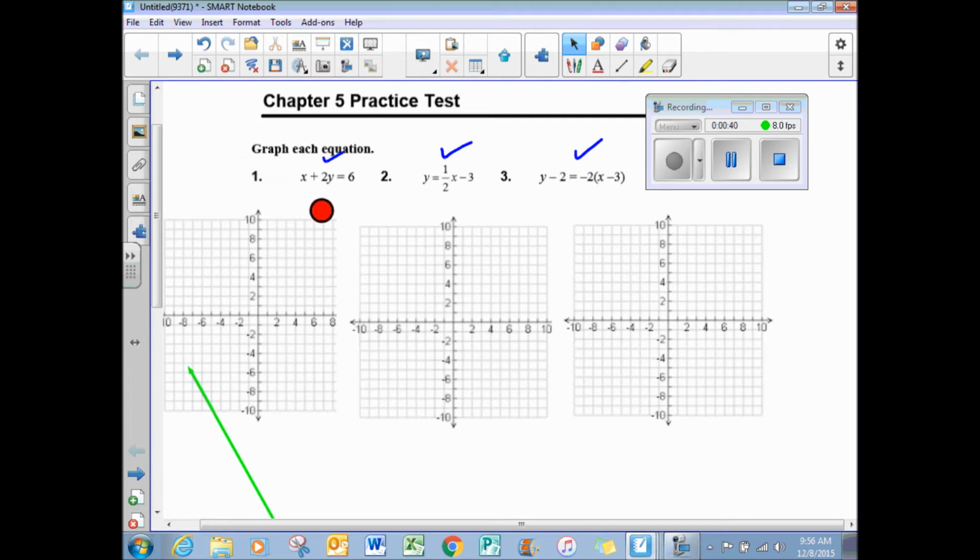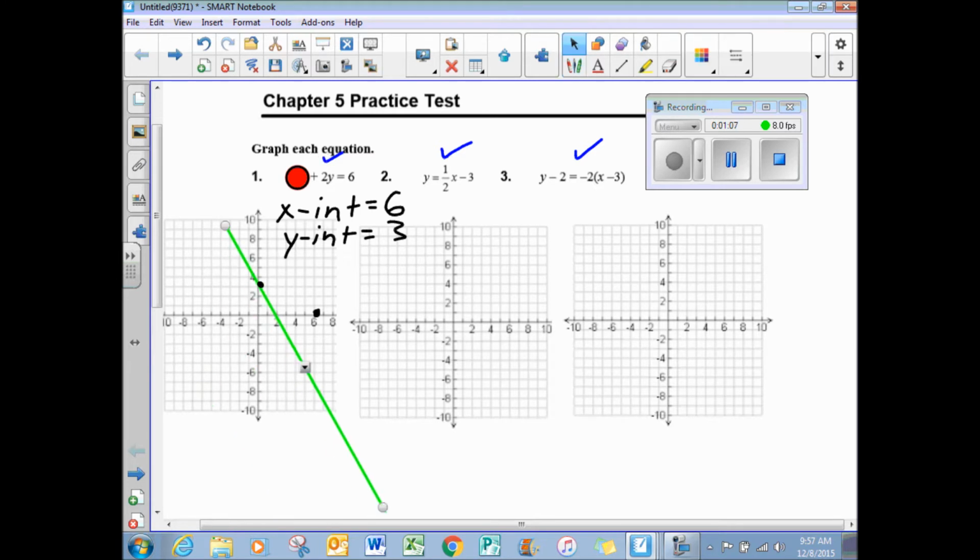So on number 1, if I'm going to find the x-intercept, that means when y is 0. So my x-intercept would be 6. So that means it crosses the x-axis at 6. My y-intercept would be 3, because when I solve for y, when x is 0, I get 3. And then I graph a y-intercept of 3, and then I go ahead and connect those, and I get my line that represents this relationship.